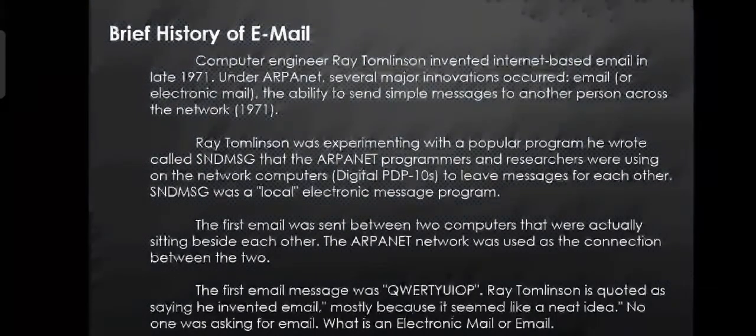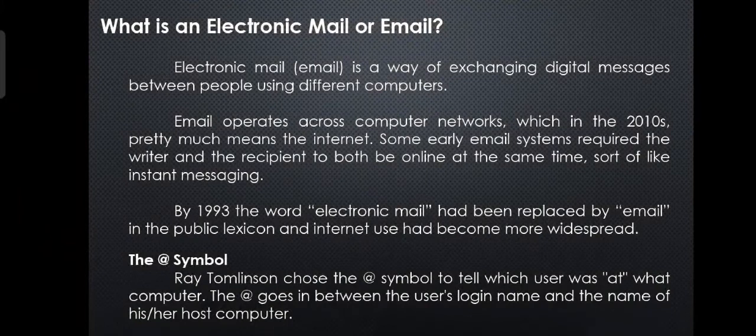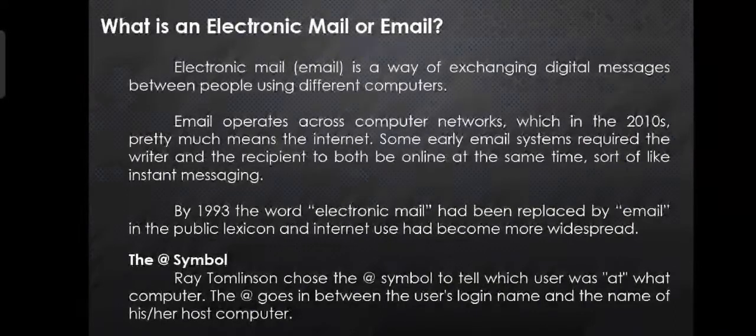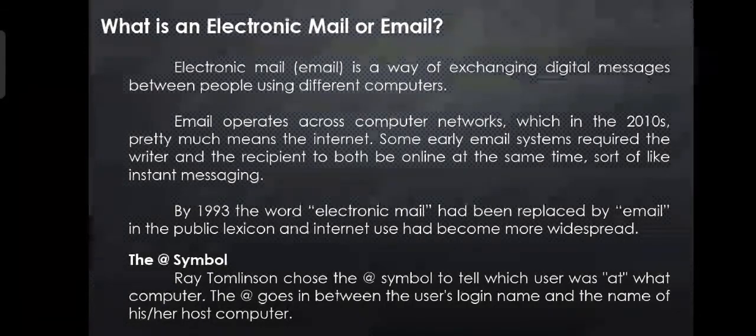What is electronic mail or email? Electronic mail is a way of exchanging digital messages between people using different computers. Email operates across computer networks, which in the 2000s pretty much means the internet. Some early email systems required the writer and recipient to both be online at the same time, sort of like instant messaging. By 1993, the term electronic mail had been replaced by email. The public lexicon and internet use had become more widespread.